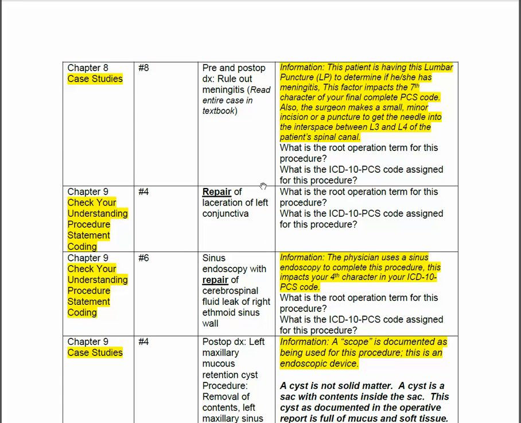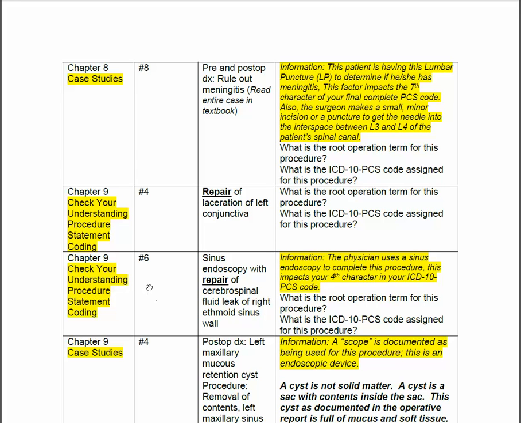Surgical approach, the root operation is right there. And then you need to have the code, obviously. Think about your anatomy. Where is the conjunctiva located at in terms of your surgical approach?